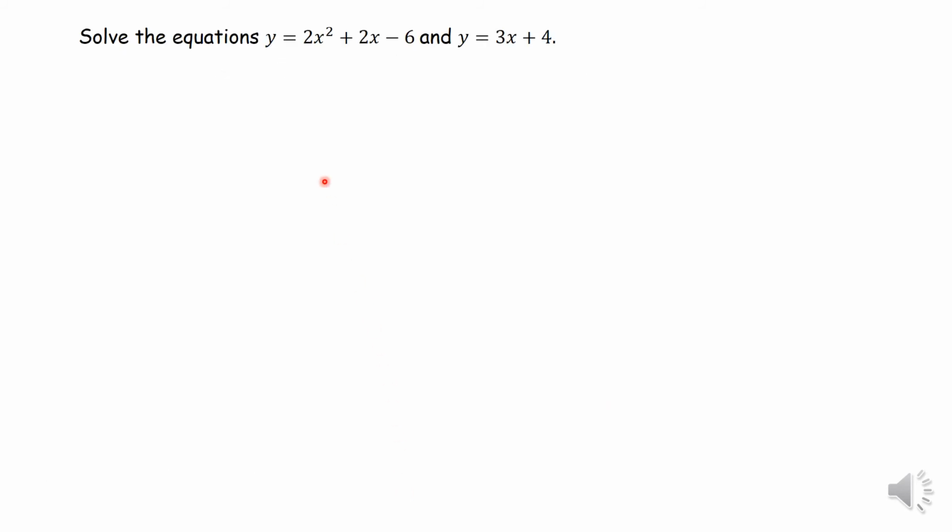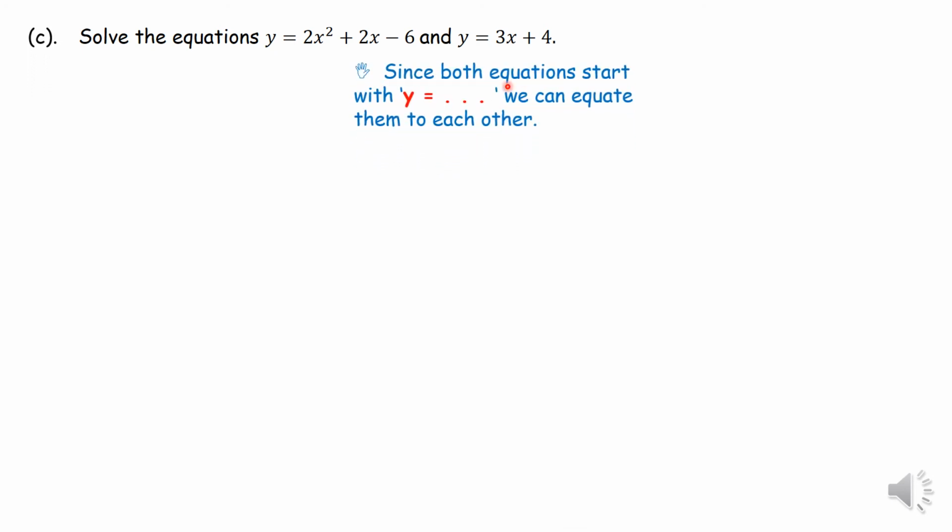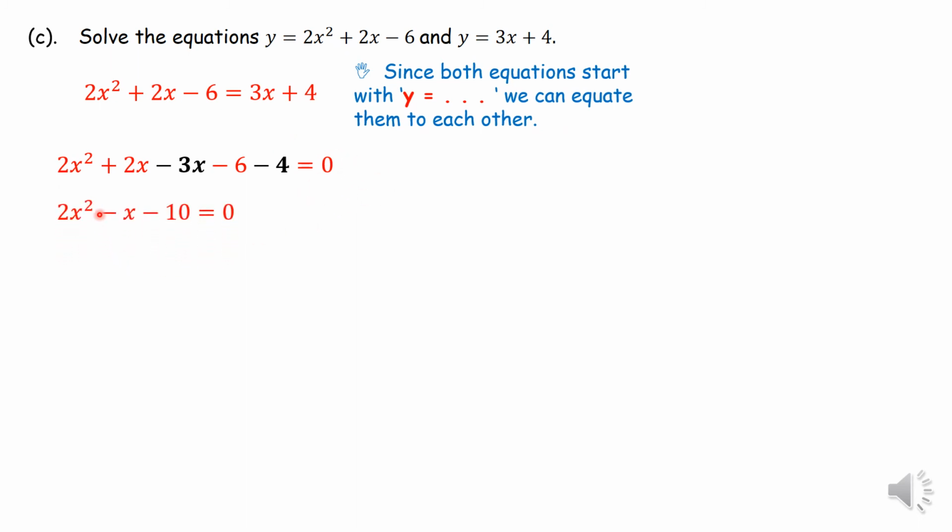The third pair of equations that I am bringing is y equals 2x squared plus 2x minus 6, and the other one is y equals 3x plus 4. The nice thing about this is that both start with y equals, so I can just equate the two to each other. So I can say 2x squared plus 2x minus 6 is equal to 3x plus 4. And then I rearrange the equation so that it equals 0, and I'm left with 2x squared minus x minus 10 equals 0.